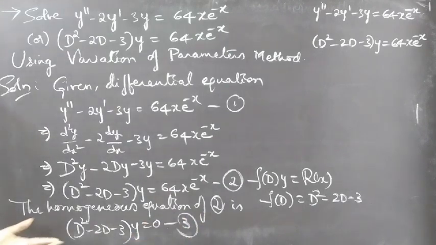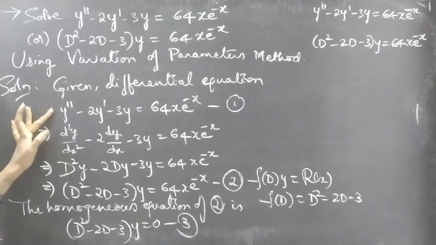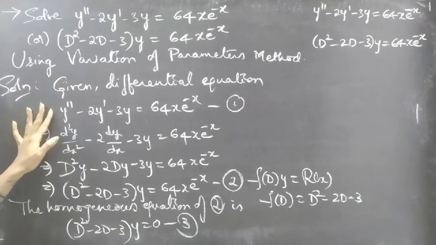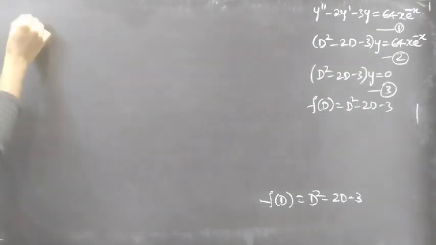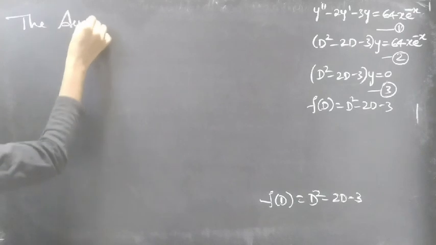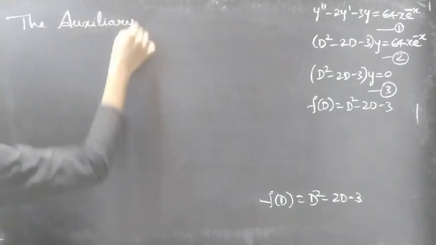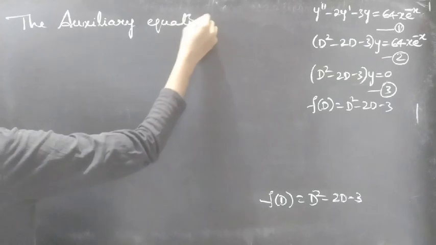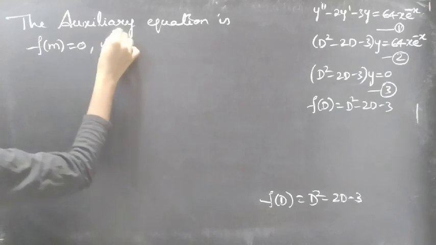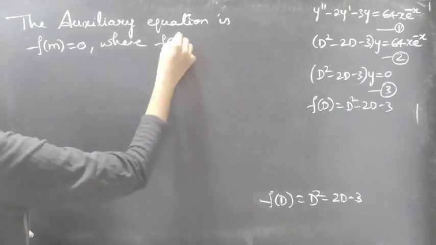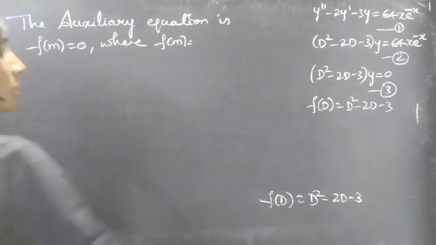Now, we'll find the solution to the homogeneous equation using the auxiliary equation, and later using the solution of the homogeneous equation we'll get the general solution of the given equation. Okay. Now coming to the auxiliary equation. The auxiliary equation is f of m equal to 0, where f of D is D square minus 2D minus 3, right?